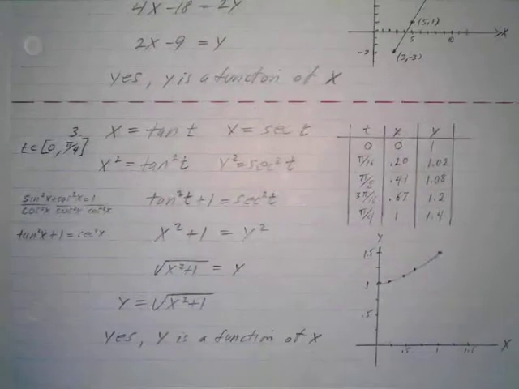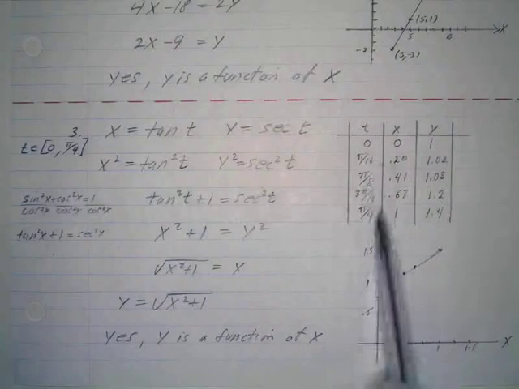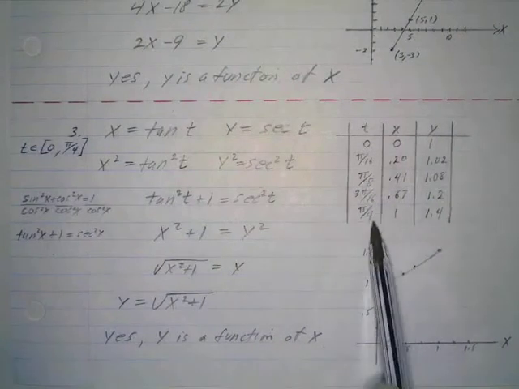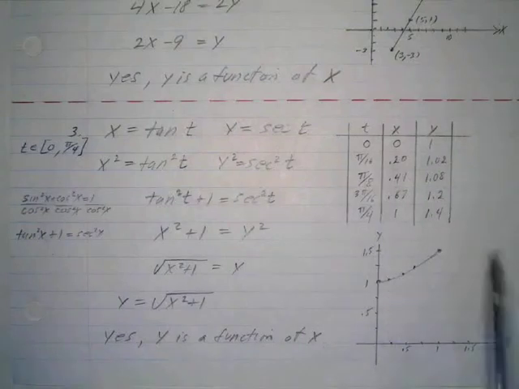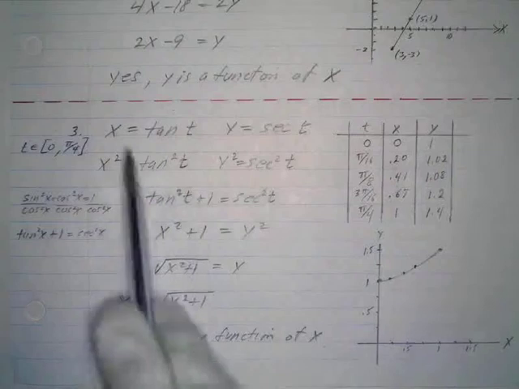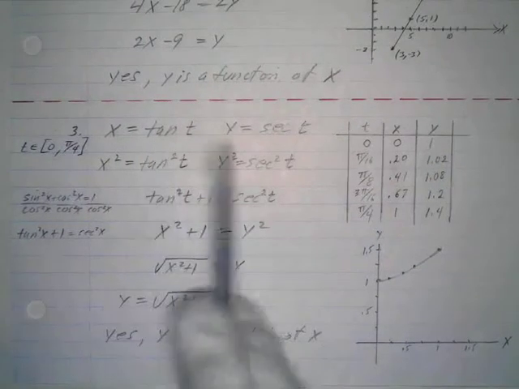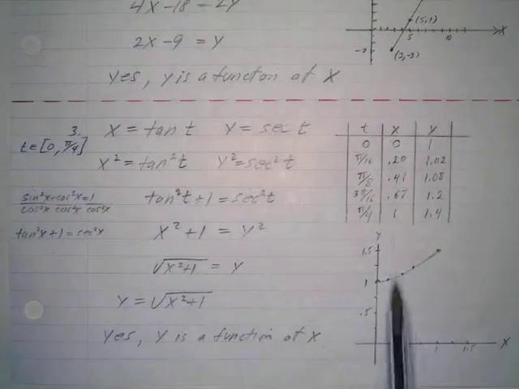So this is what I did. I tried pi over 16, pi over 8, 3 pi over 16, and pi over 4. So I divided my interval from 0 to pi over 4 into 4 little subintervals. And then I tried these different values. x equals tangent t, y equals secant of t. So the tangent of pi over 4 is 1.